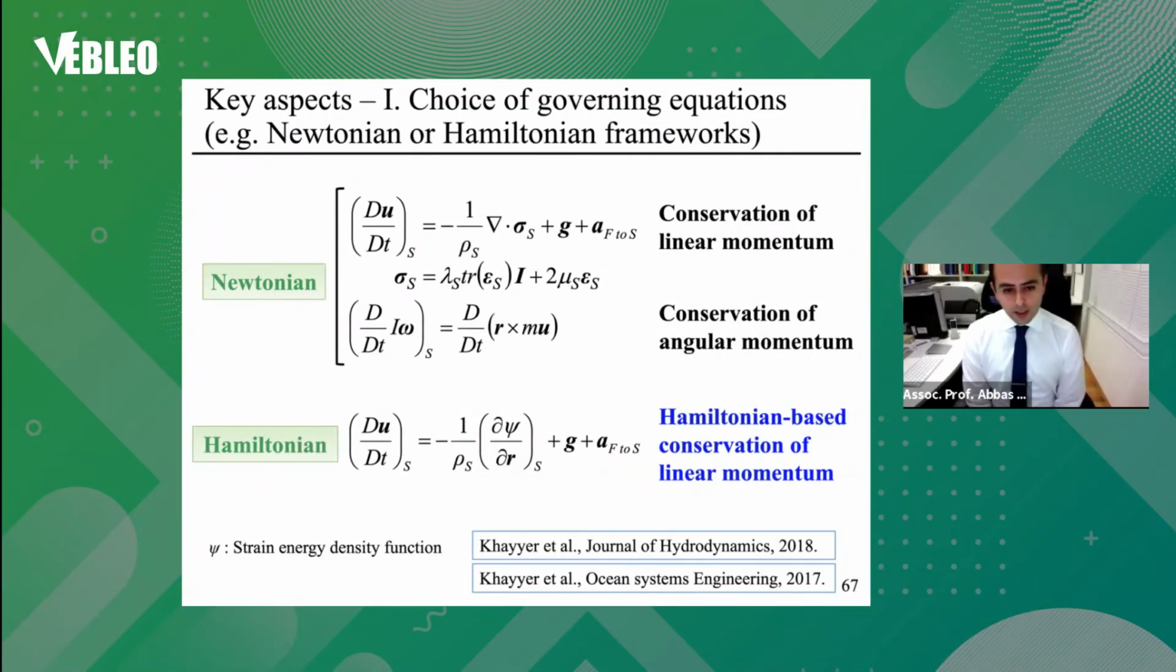So we can consider either Newtonian mechanics, or this Hamiltonian conservation of linear momentum, which is derived from Hamilton's principle of least action. Here, as we can see, acceleration is a function of the variation of psi, and psi is the strain energy density function. The advantage of this approach is that if we would like to treat different materials, we can just change psi for the different materials we are dealing with, and then solve the equation based on the constitutive equation that we have.